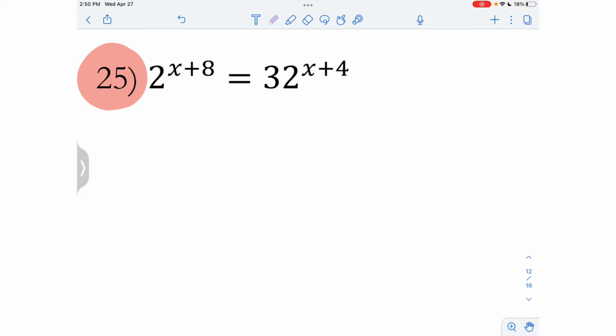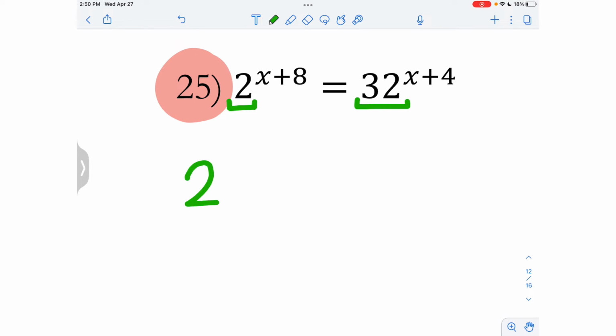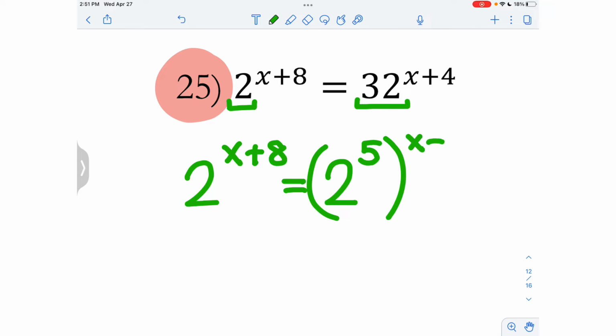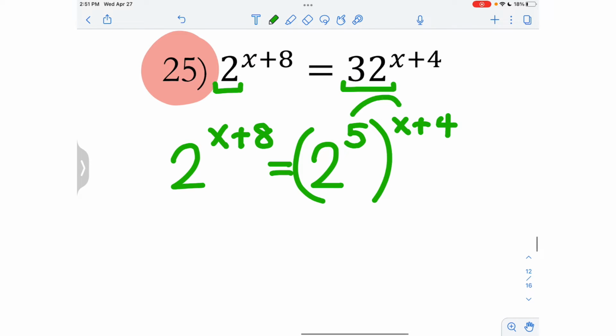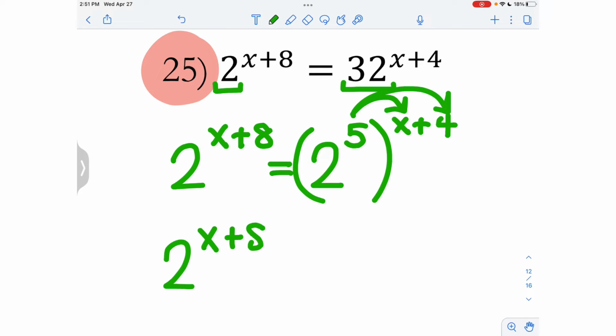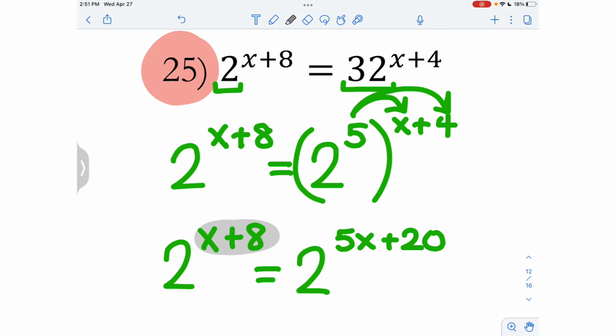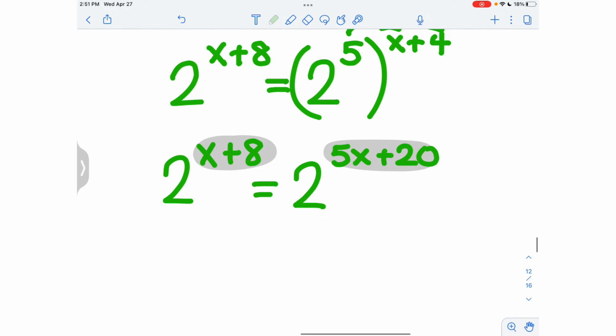Okay, so for number 25, we want to make the bases match if possible. So can 2 and 32 both be written as the same base? The answer is yes. 32 is 2 to the 5th power. But that's still being raised to the x plus 4, so I do have to distribute the 5 to the x plus 4, which gives me, on the left, 2 to the x plus 8 equals 2 to the 5x plus 20. And then, once I have the same matching base, I set my exponents equal.